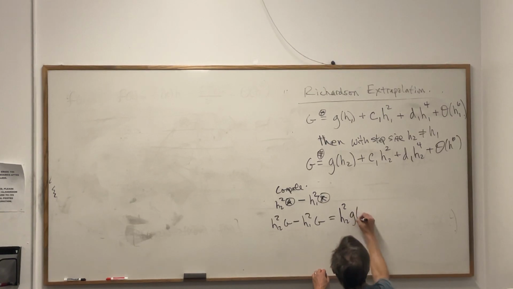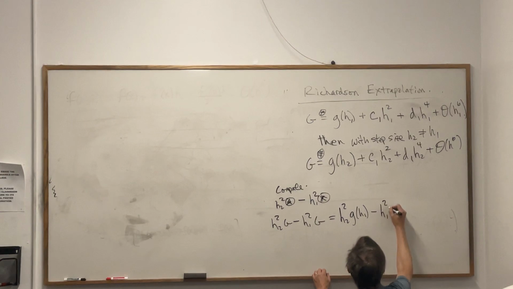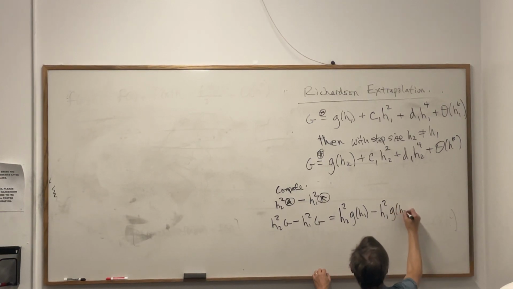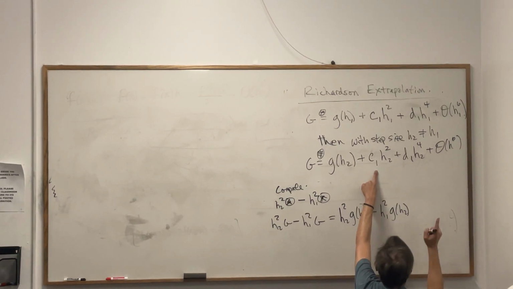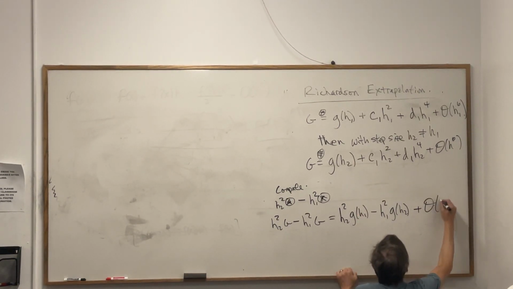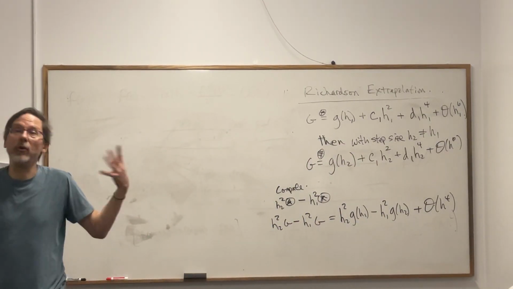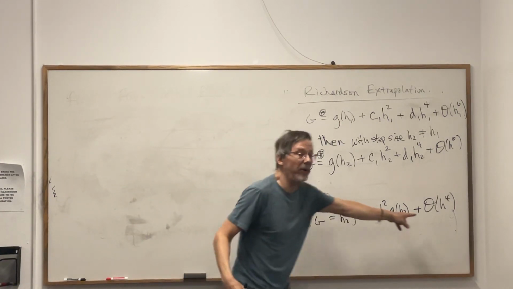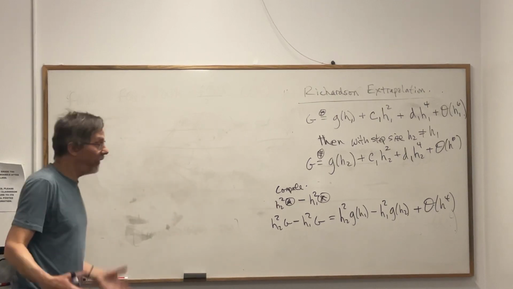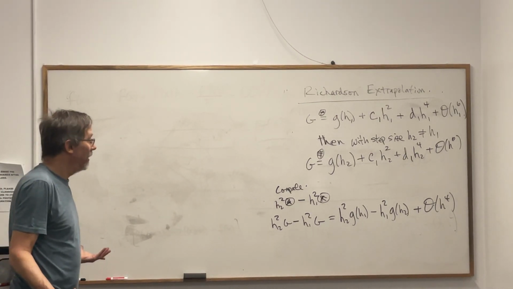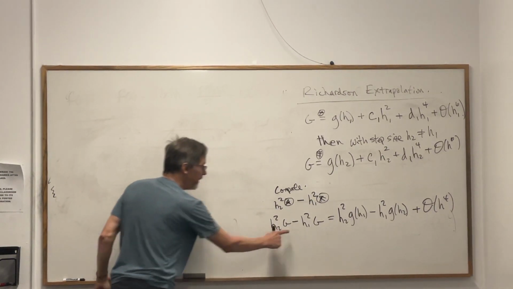H2 squared G of H1, little g, minus H1 squared G of H2. These two cancel, and look at what happens. We're left with an H to the fourth term, some constant in front of it, who cares? We got a new error level that's far deeper in than our original with a simple move. It's crazy. And now I'm going to take this and solve for big G.